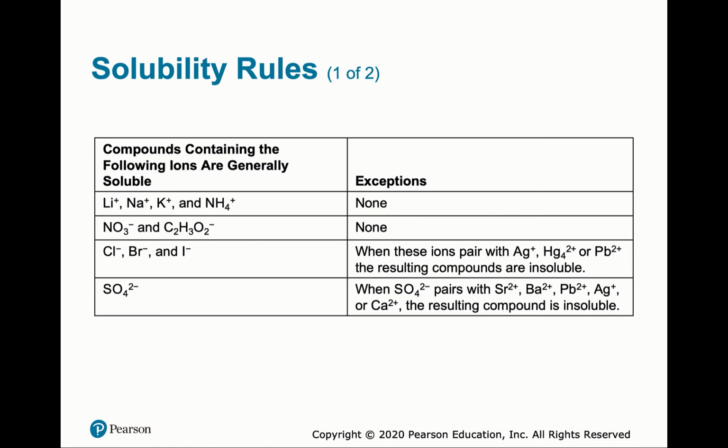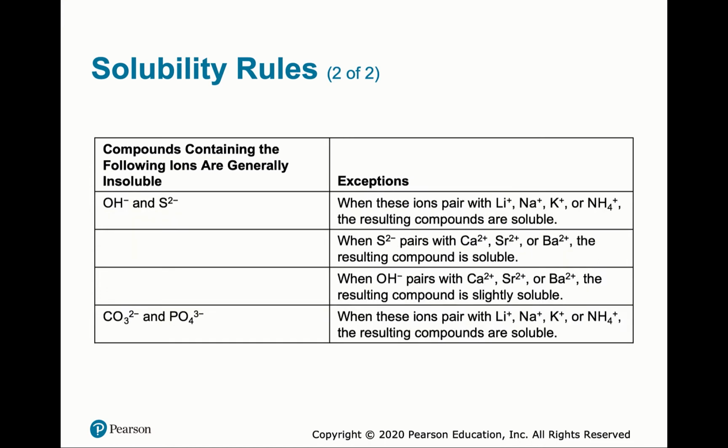Also, generally speaking, the halide ions tend to be insoluble, with these exceptions to the rule: silver, mercury, and lead. So silver +1, mercury +2, or lead +2. And those are insoluble. And sulfates tend to be soluble with the exception of the alkaline earths such as strontium and barium, and calcium and silver and lead. So these are the exceptions. These tend to be insoluble, generally speaking.